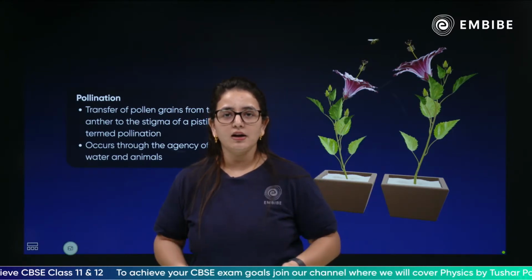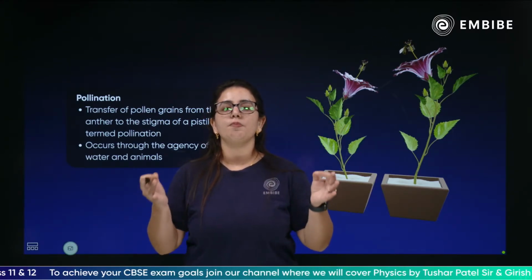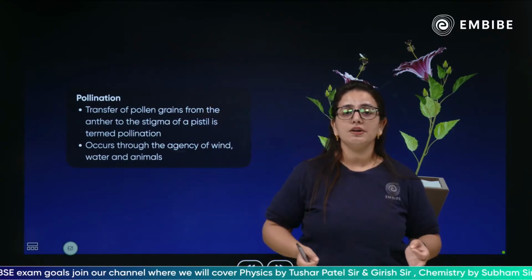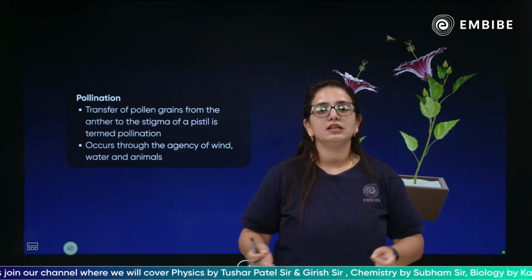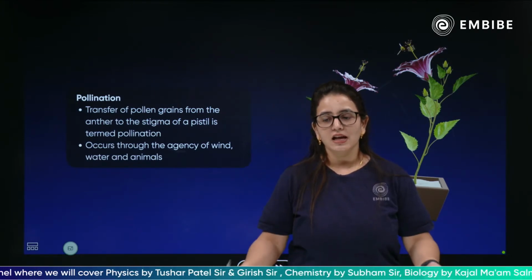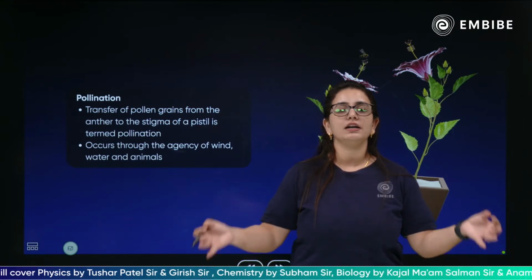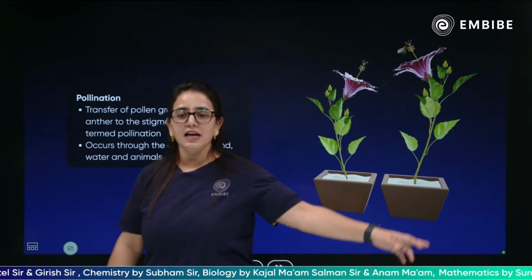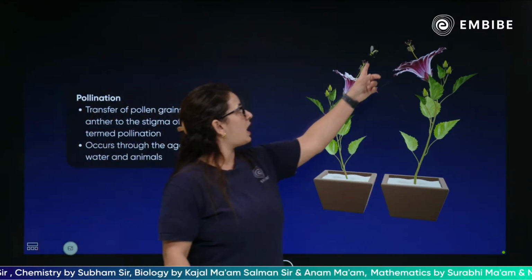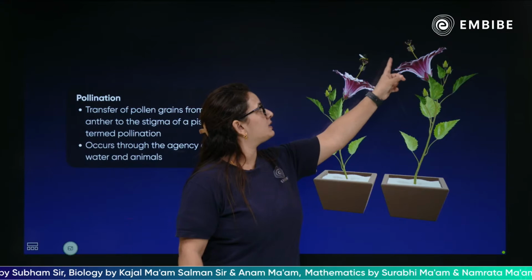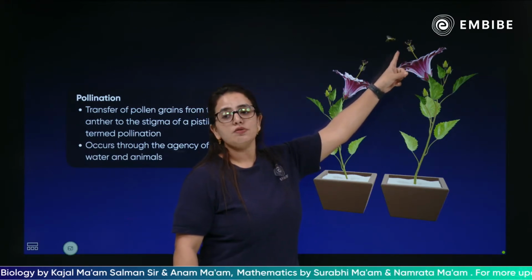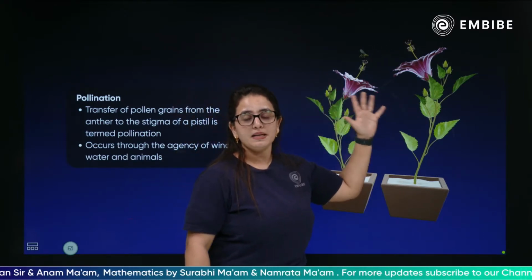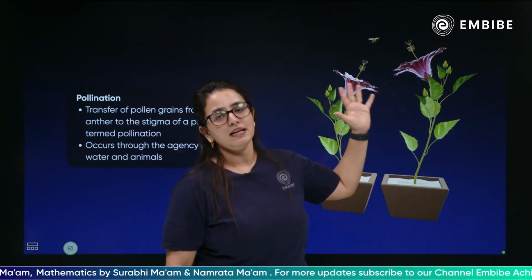But right now, the simple definition of pollination is that it is the transfer of the pollen grain from the anther to the stigma through various agents. And agents could be air, water, animals, of course it could be anything. As you can see in this asset also, this is how the bee is transporting the pollen grains from one flower to another flower. So this is the basic function, the basic definition of pollination.